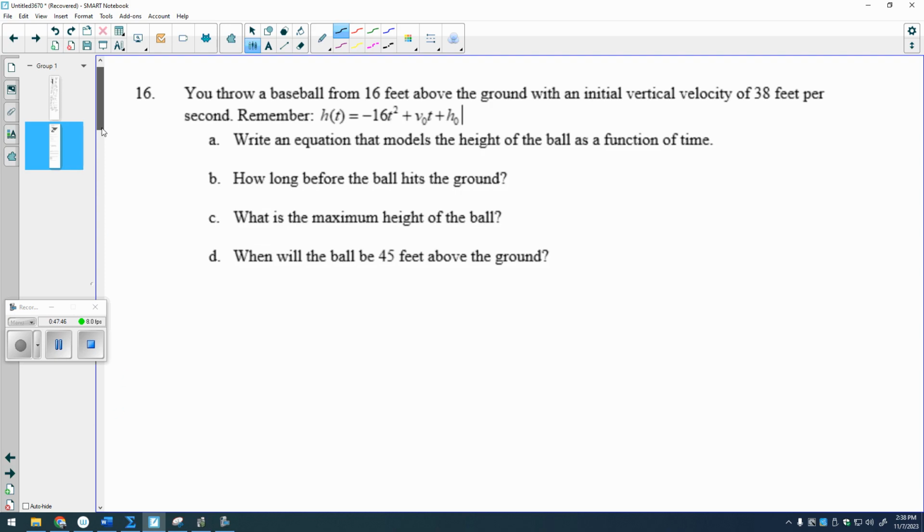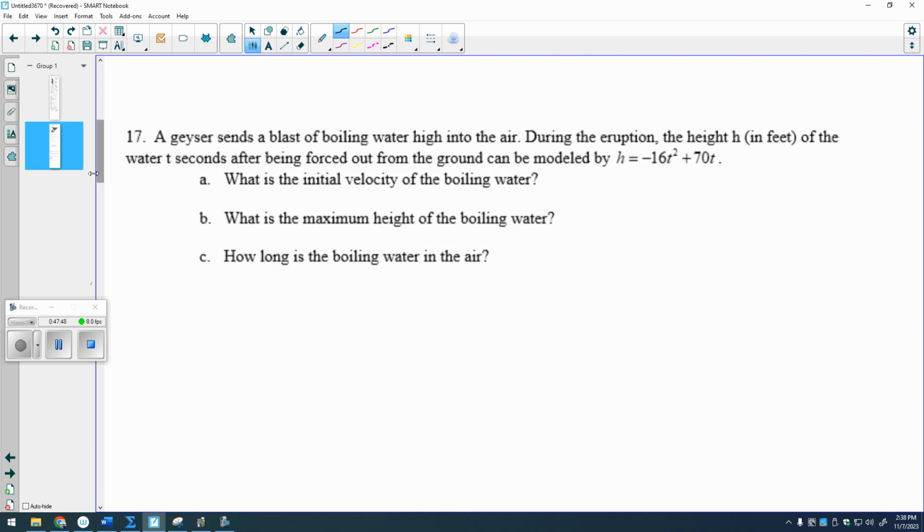Let's keep going, just a little bit more. Question 17. Here's my, again, height versus time. I just gave it to you this time. So the geyser sends a blast of boiling water into the air. The initial velocity is 70 feet per second. From a height of 0, it shot from the ground. What's the initial velocity? Oh, I just told you. 70 feet per second. How did I know that? Just looked at my form. Remember back here?